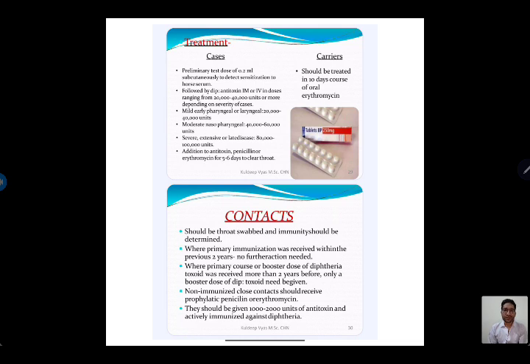The contacts should be throat swabbed and immunity should be determined. Where the primary immunization was received within the previous 2 years, no further vaccination or action is needed. Where the primary course or the booster dose of diphtheria toxoid was received more than 2 years before, only a booster dose of diphtheria toxoid need be given. Non-immunized close contacts should receive prophylactic penicillin or erythromycin. They should be given 10,000 to 20,000 units of the antitoxin and actively immunized against diphtheria.